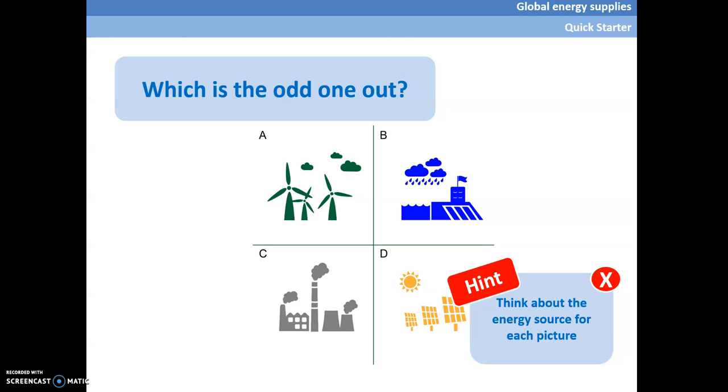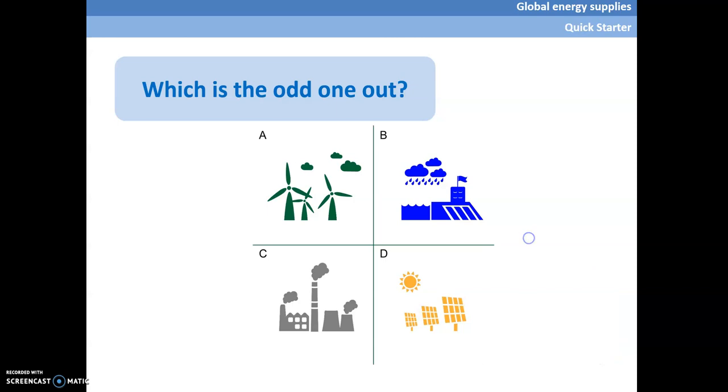Why have you chosen B? Why have you chosen C? Why have you chosen D? Why did you choose A? Okay, so there's lots of different ways you can approach this odd one out picture.